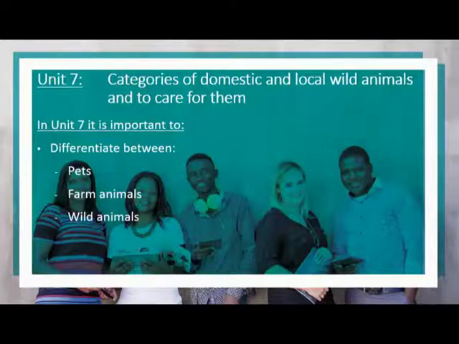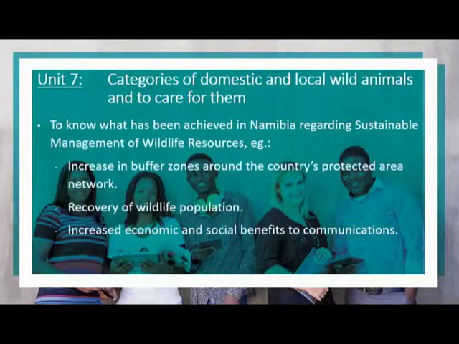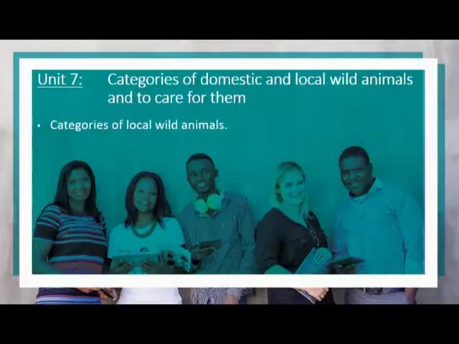Unit 7. Categories of domestic and local wild animals and how to care for them. In Unit 7, it is important to differentiate between pets, farm animals, and wild animals. To know what has been achieved in Namibia regarding sustainable management of wildlife resources, for example, increase in buffer zones around the country's protected area network, recovery of wildlife populations, increased economic and social benefits to communities.